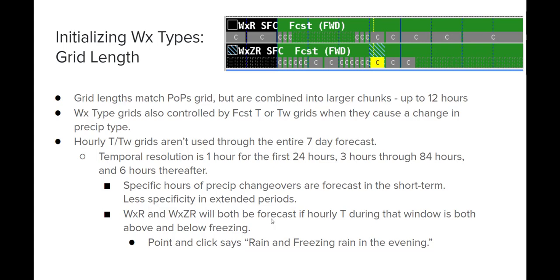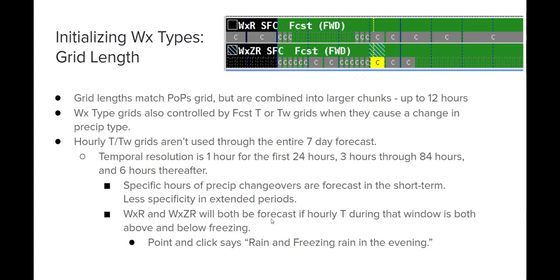During winter weather, weather type grids are also controlled by surface temperatures when they cause a change in precipitation types. However, ForecastBuilder doesn't use hourly temperature grids through the entire 7-day forecast to show this changeover. This temperature grid temporal resolution is 1 hour for the first 24 hours, 3 hours through 84 hours, and 6 hours after that. So if you're looking at a point and click or other graphic for IDSS, you'll get specific hours of precipitation changeovers in the short term. You'll get less specificity in the extended periods.